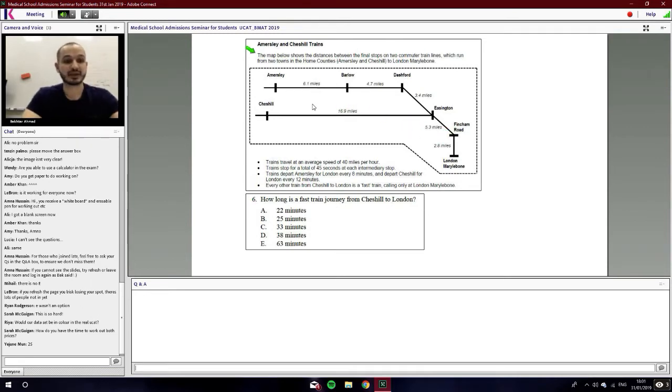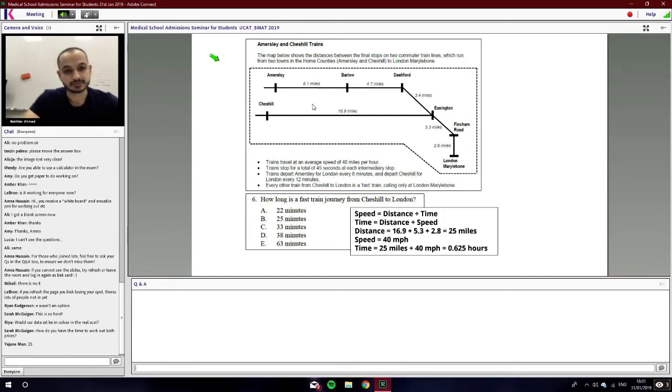Notice how we haven't even read this information yet, because a lot of the time the UCAT questions will give you an unnecessary amount of data that you don't need all of. So save yourself the time, only read the data that you definitely need, and you would know that if you get stuck. So we're going to add up the different distances, and that gives you 25 miles. We know from the first bullet point that the average speed is 40 miles per hour.